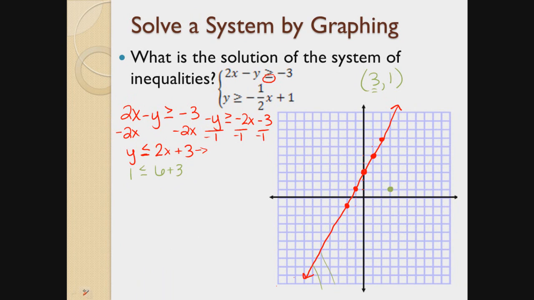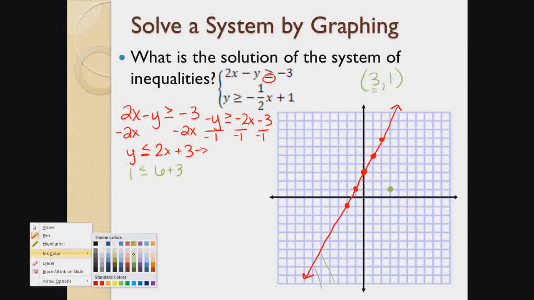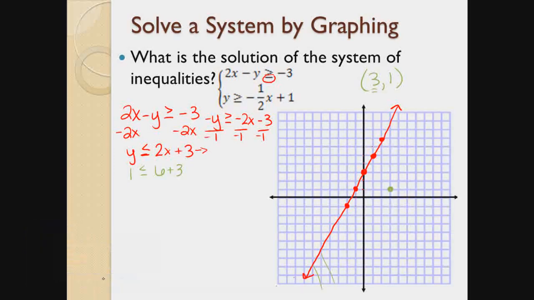let me do this in red, the same color. Make sure if you have two colors at home with you, that you either use two different colors, or a pen and pencil, or highlighters to help you. So we're going to shade this half of that line. Now let's do the second equation.